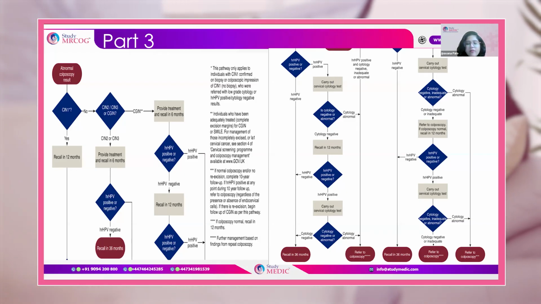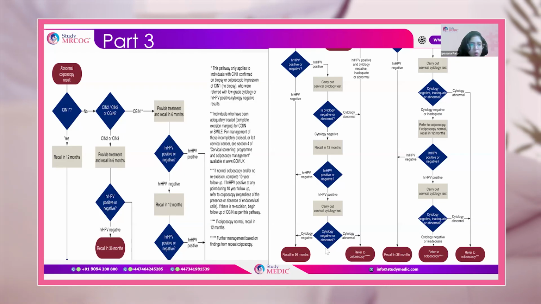So that is obvious. Always you need to remember that if the high risk HPV is positive, you have to do a cytology, and accordingly it will follow. That is the same thing as in part 1.